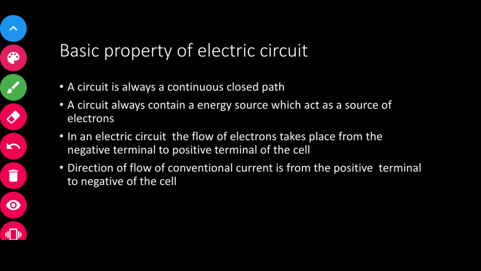The basic properties of an electrical circuit: an electrical circuit is always a continuous closed path. Second, there will always be a source attached to it, which is the source of electrons. In an electric circuit, the flow of electrons takes place from the negative terminal to the positive terminal of the cell. The direction of conventional electric current is positive terminal to negative terminal, which is opposite to the flow of electrons.